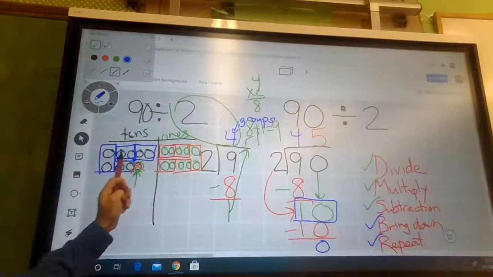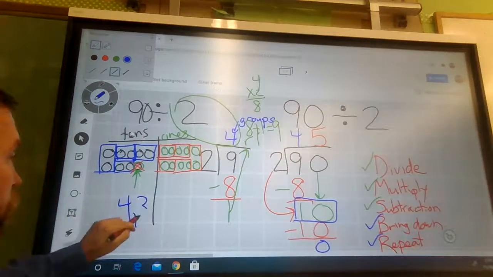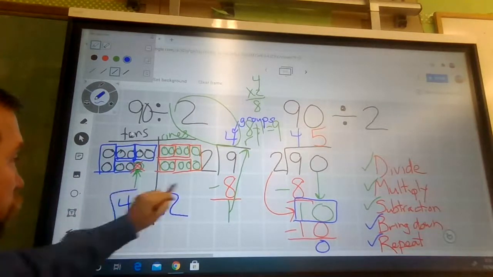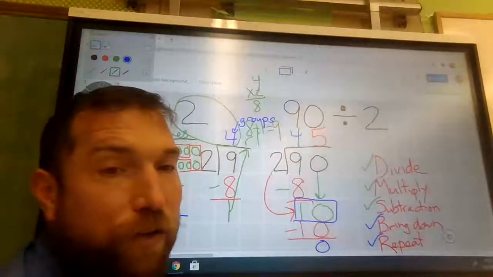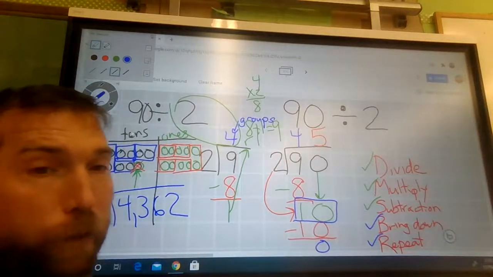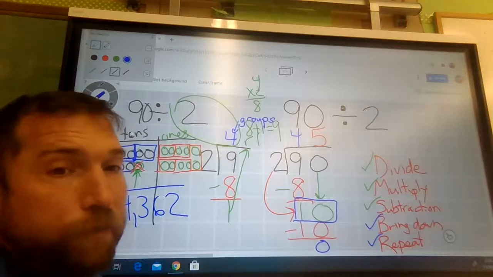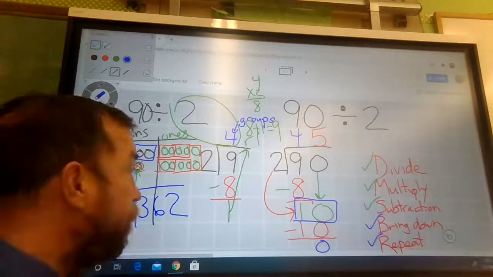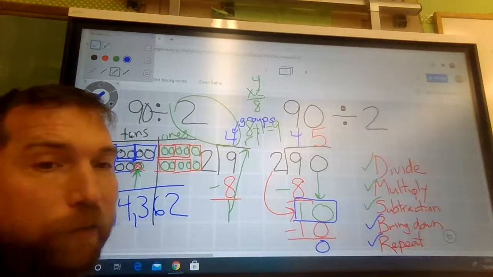Eventually, we're going to move away from these, because later in the year, we might have a problem like 4,362 divided by 7. And I do not want you to sit there and draw out 4,362 little circles on your paper and then count to 7 and make a group. Eventually, we're going to get away from that stuff. For now, it's a helpful way to understand how and why it works that way.